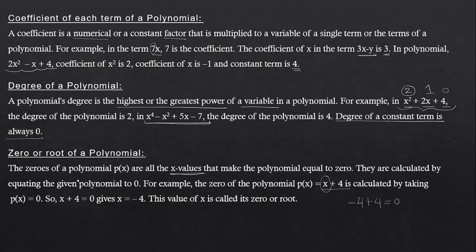How do I calculate the zero of a polynomial? We can calculate the zero of a polynomial by equating the polynomial to 0. For example, in the same example, if I want to find the zero of this polynomial, I'll put it equal to 0. When I solve it for x, the value which I get is nothing but the zero or the root of this polynomial. I hope you have understood so far. Now we move on to the concepts which we require for class 10.